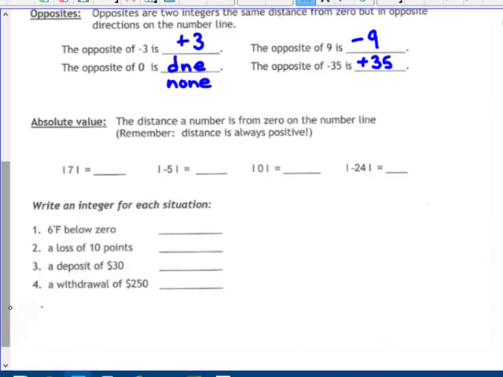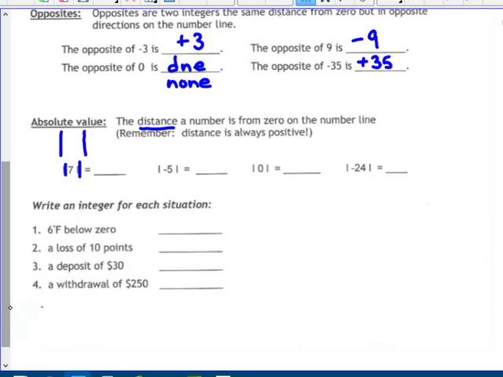Absolute value. So we have some vocabulary here. The distance a number is from 0 on the number line. Remember, distance is always positive. You can't say that I'm negative 5'4", or that that tree is negative 60 feet away. So absolute value is the distance a number is from 0 on the number line. It's a measurement, so it can't be negative. The absolute value symbol is 2, almost looks like L's on either side of the number line, as you see here. This is the absolute value symbol.